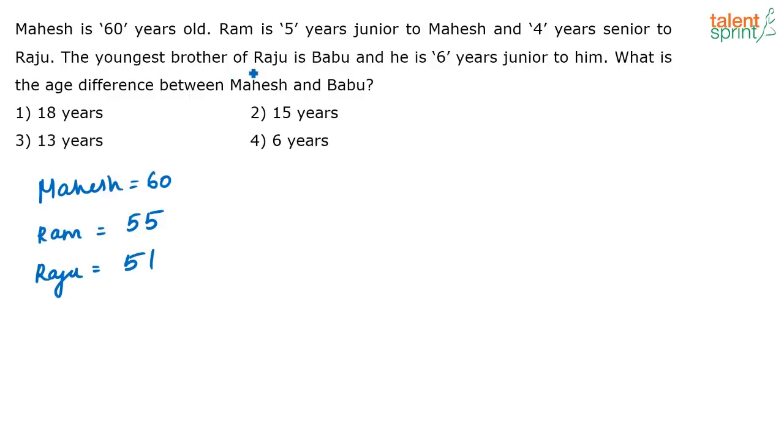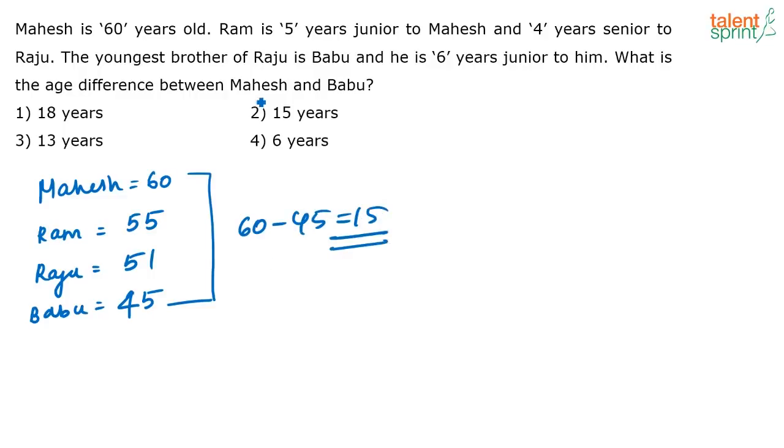The youngest brother of Raju is Babu and he is 6 years junior to him. So how old is Babu? Babu is 51 minus 6, right? Because he is 6 years junior to Raju. That is 51 minus 6, that is equal to 45. Now what is the question? What is the age difference between Mahesh and Babu? That is 60 minus 45, that is equal to 15. Correct answer is option 2. Who has given me the answer as option 1 for this? Please check.